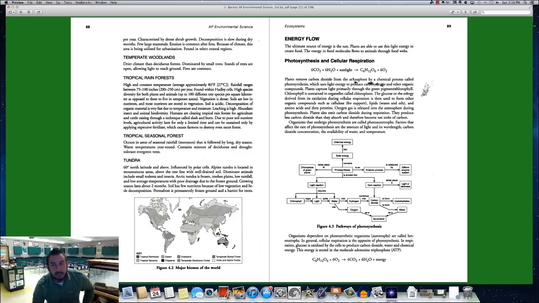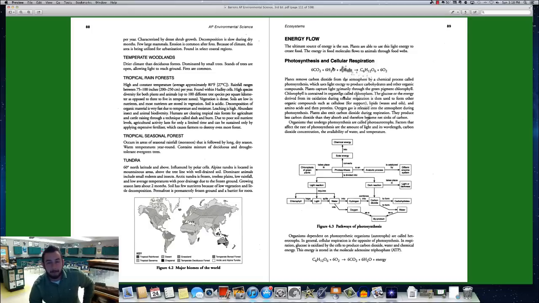This is the equation for photosynthesis. 6 molecules of carbon dioxide plus 6 water molecules plus sunlight yields C6H12O6, which is the common chemical formula for glucose, plus 6 oxygen molecules. So that is the simple formula. Oxygen gas is released into the atmosphere during photosynthesis, and plants also emit carbon dioxide during respiration.